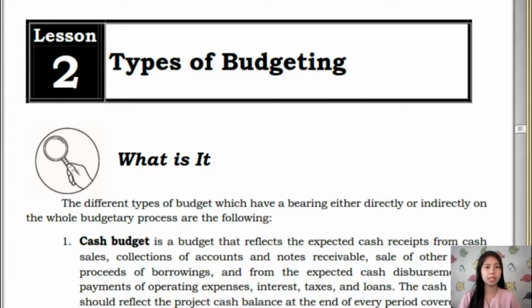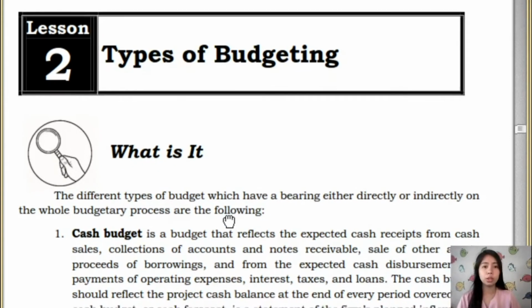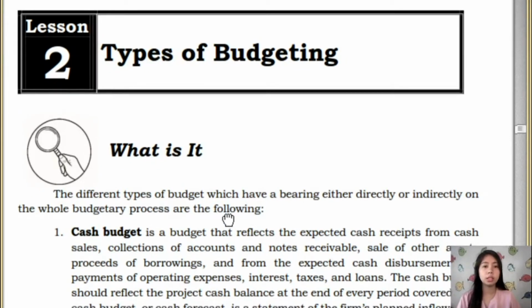Now we're going to discuss the types of budgeting. So even in our daily lives, lagi naman tayo nagba-budget. Sa bahay, probably si nanay yung nagba-budget or maybe even si tatay, nagba-budget sila. So in business organization, budgeting is very important.